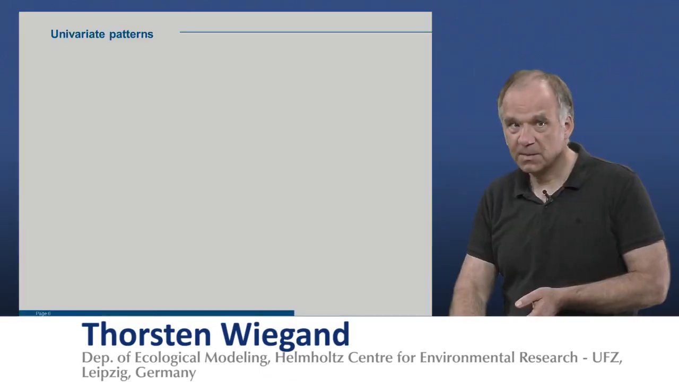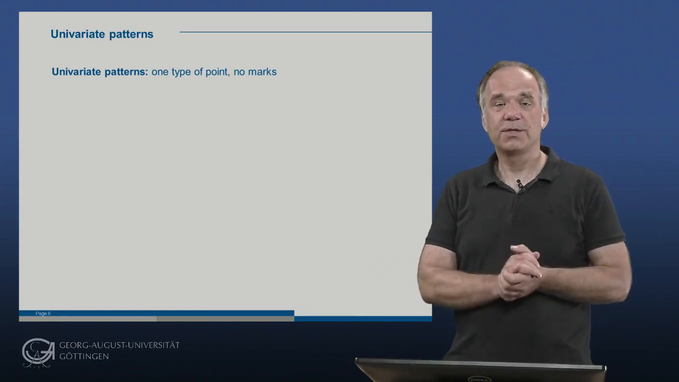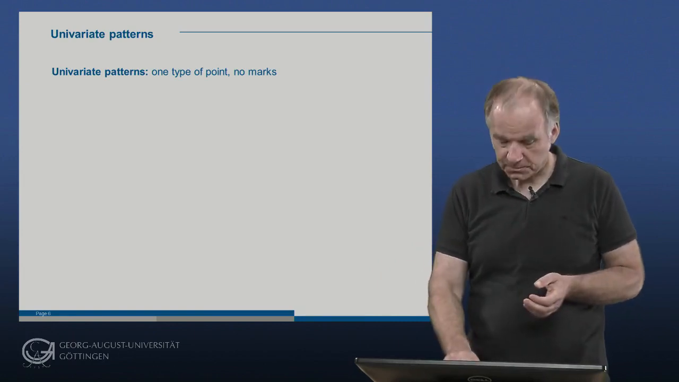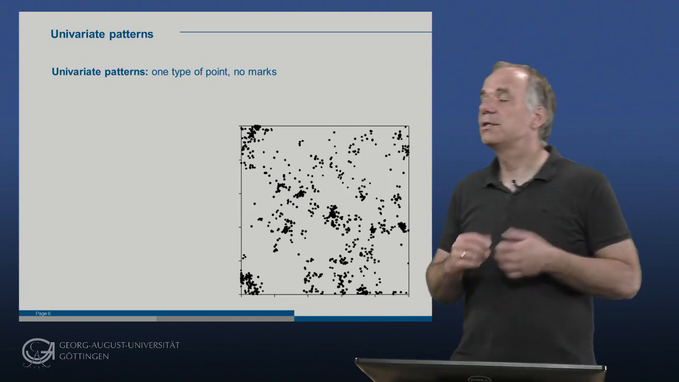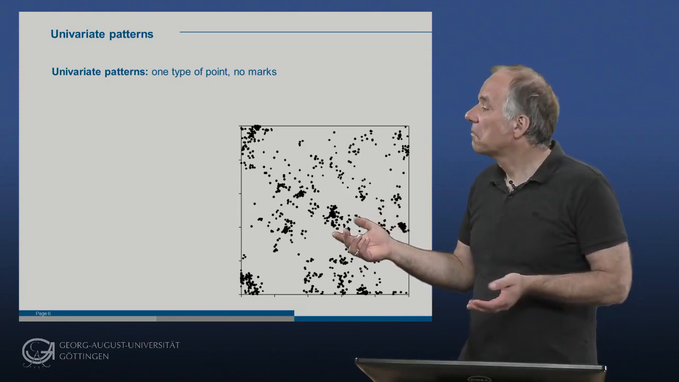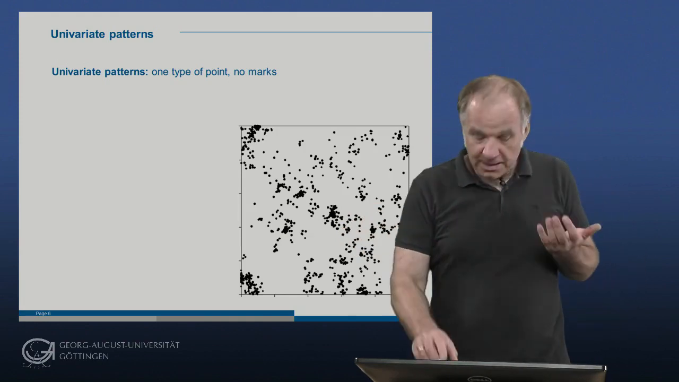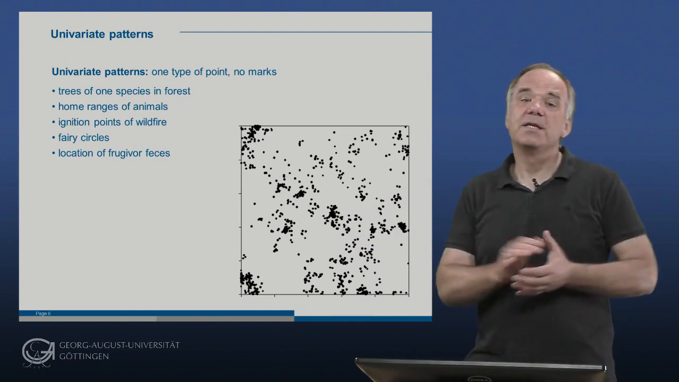Welcome to my presentation on summary functions of univariate patterns. In a univariate pattern we have only one type of point and there is no mark. This here is one typical example of a univariate pattern. You see only black points of only one type.